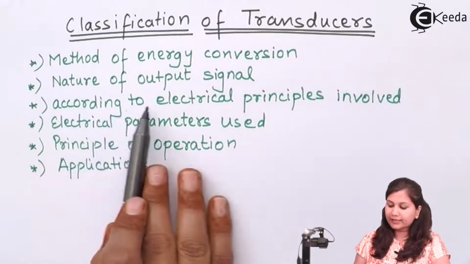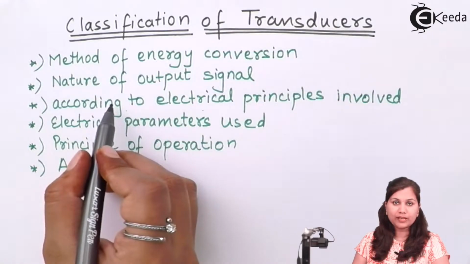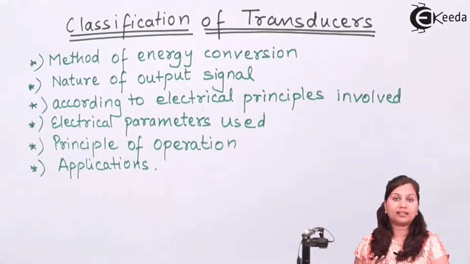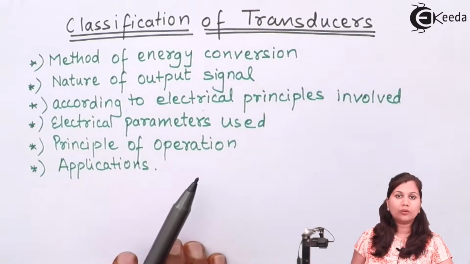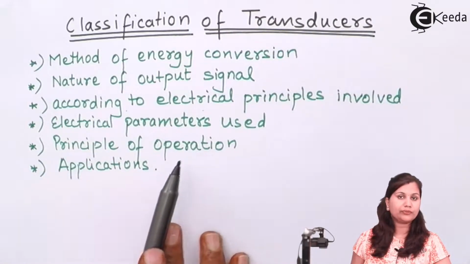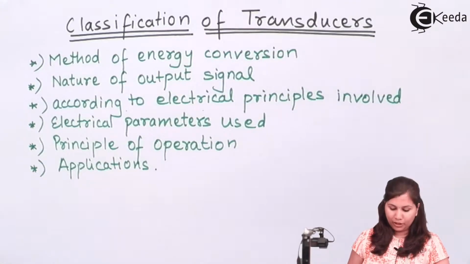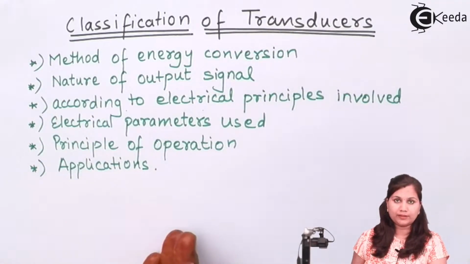Then the third criterion is the electrical principles involved, that is, which electrical principle is used for the conversion of energy. Next is the electrical parameters used, whether a resistance, a capacitor or an inductor, which electrical parameter is used in the transduction process. Next is the principle of operation, that is, on the basis of which principle the transducer is working. And also on the basis of the applications of the transducers they can be classified. So you can see that there are many criteria on the basis of which we can classify the transducers.